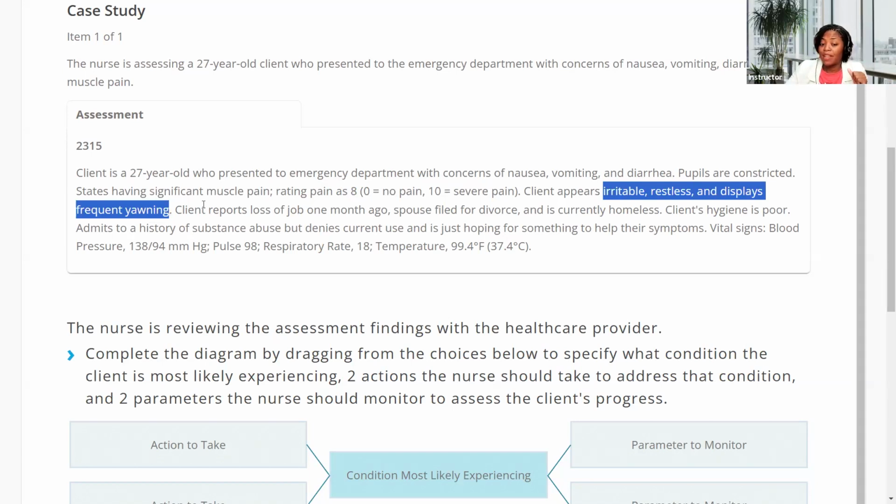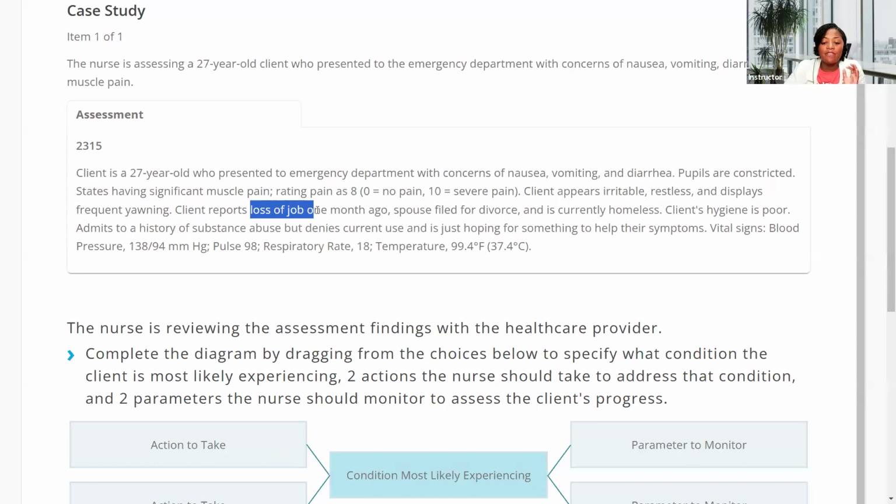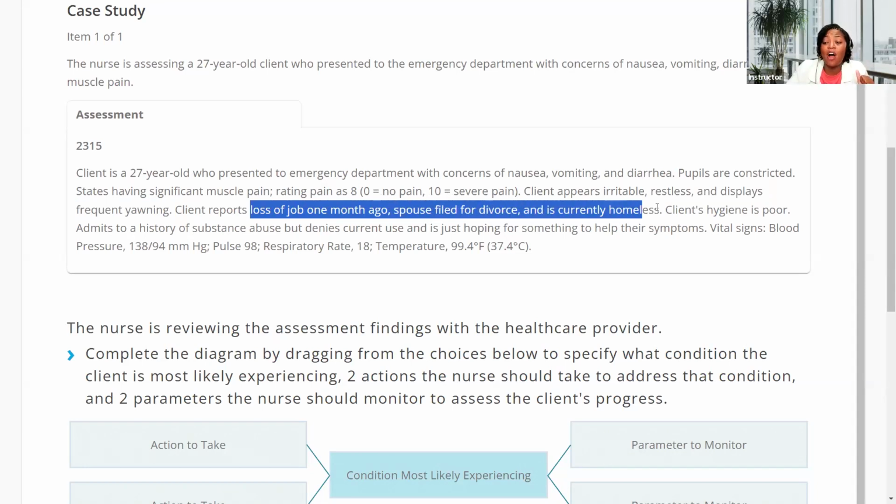Okay. Client also reports, here's some other information: loss of job 1 month ago. Could this be a risk factor for something? Why they're trying to slide in this piece? Also, that their spouse filed for divorce and they are currently homeless. This line right here is slid in there for risk factors. Okay. This basically means stressors. Patients dealing with some stressors, some life things. This is real. Some life things.